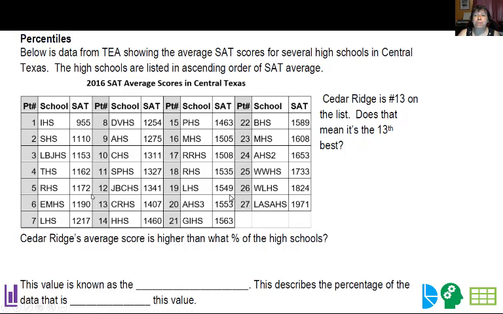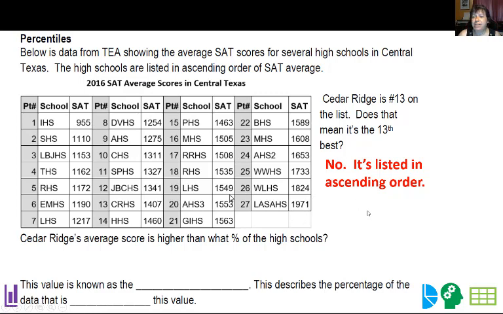So, below is some data from TEA showing the average SAT scores for several high schools in Central Texas. This is from 2016. And Cedar Ridge, where I teach, is number 13 on the list. Does that mean it's the 13th best? Well, no, that's because this list is in ascending order of score. Sad to say, for IHS, they have the lowest score, and the highest score is the Lhasa High School system.